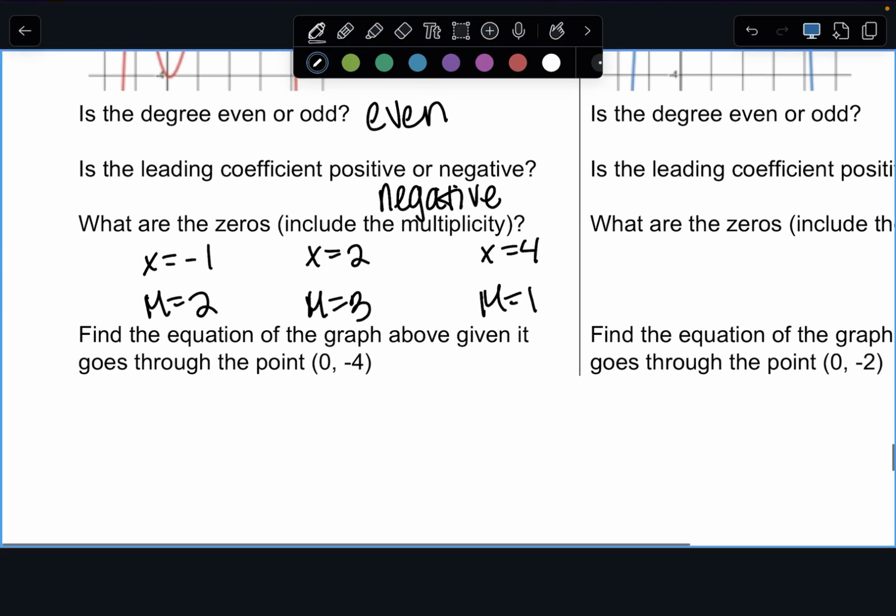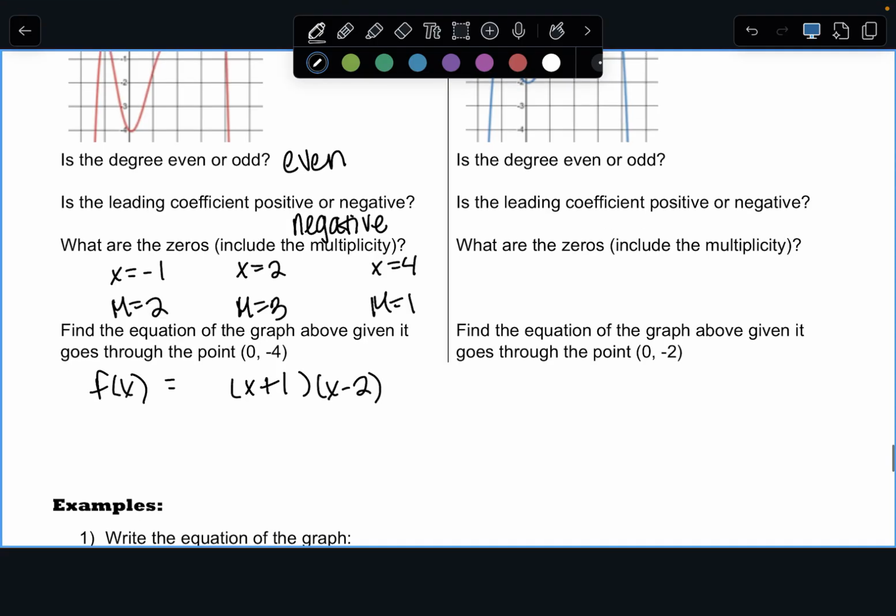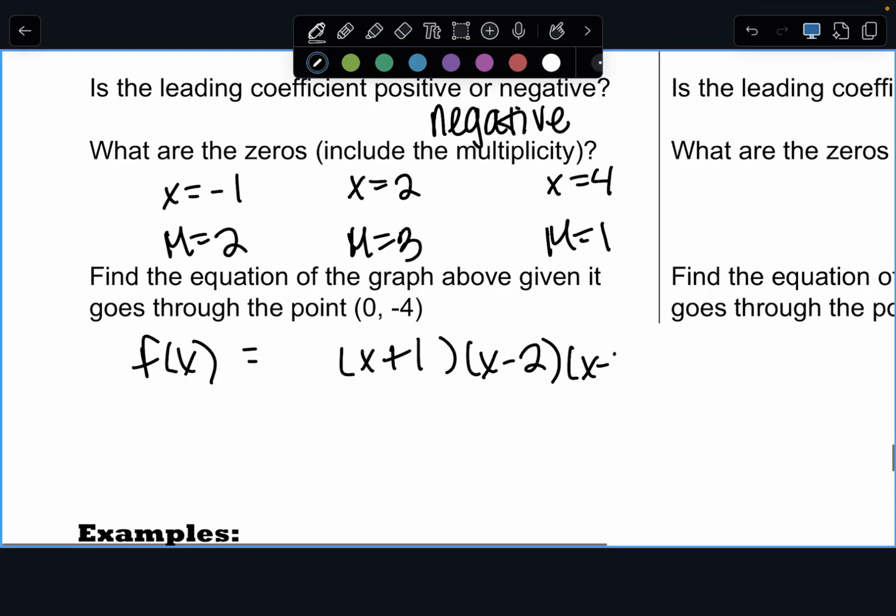Okay, so now we have our zeros. Let's write our zeros as factors. So for x equals -1, what's my factor? X plus or minus 1? Which one? Plus 1. We change the sign, right? For x equals 2, if we change the sign, that goes with x minus 2. And then for x equals 4, we change the sign. That's x minus 4.